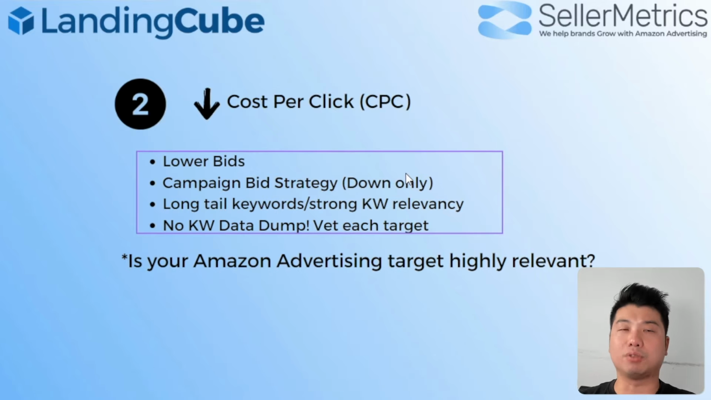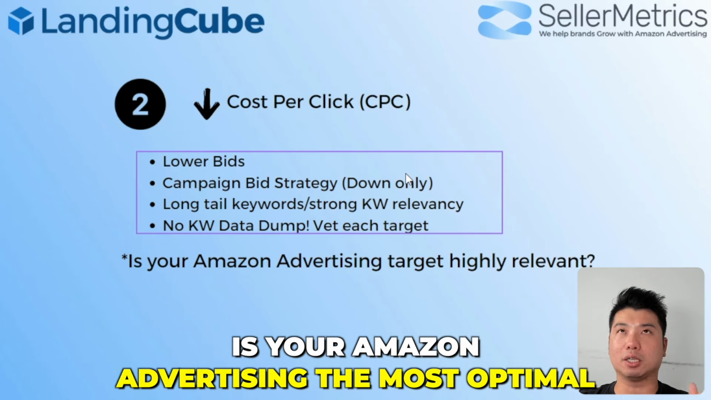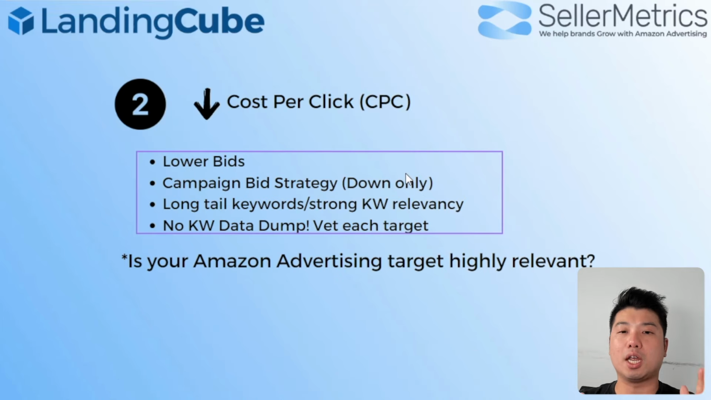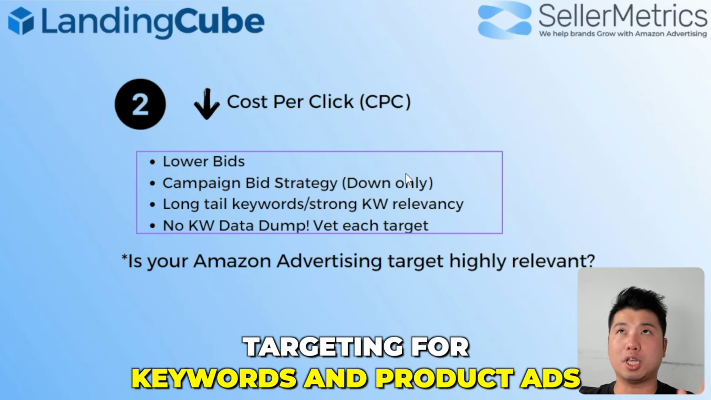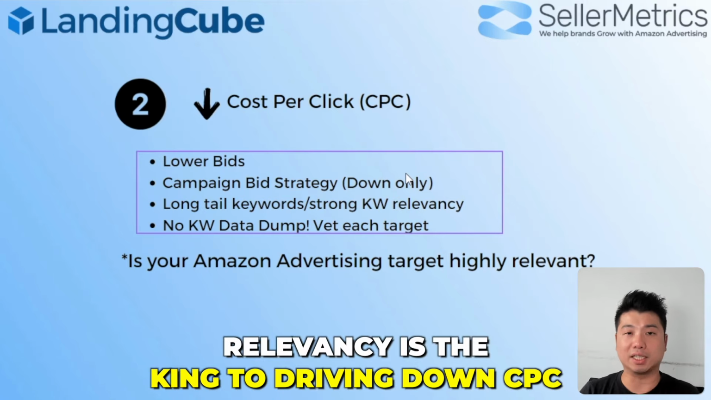So it's pretty straightforward. I'm not going to talk too much about the advertising side, but the general consensus for this is, is your Amazon advertising the most optimal it could go? Are you targeting keywords and also product ads that are highly relevant to the product that you are selling? So relevancy is the key to driving down the cost per click.